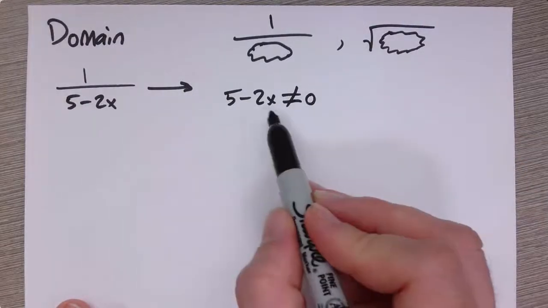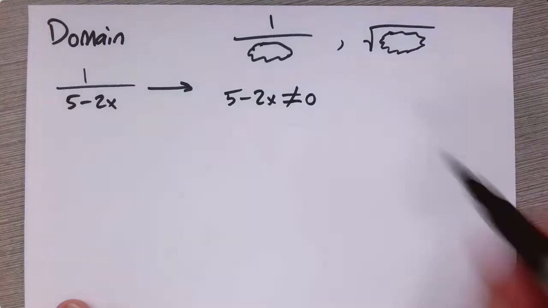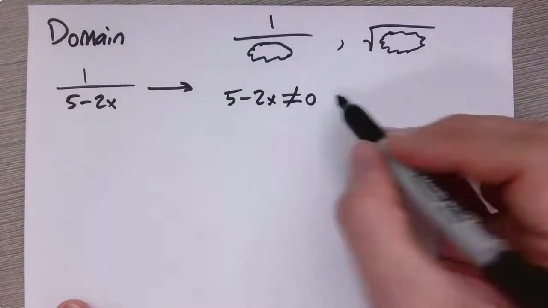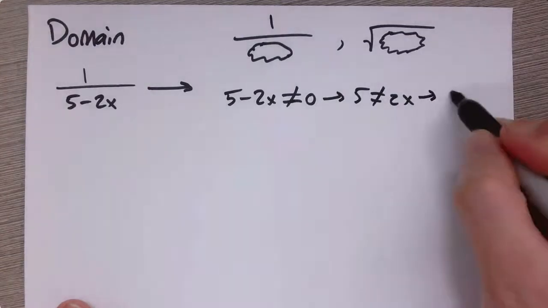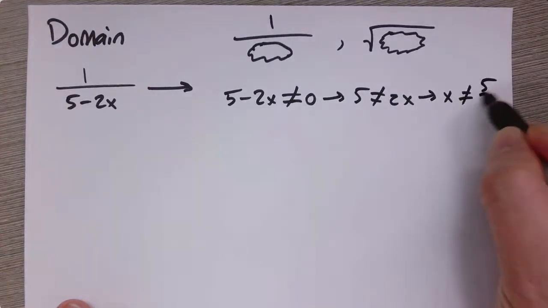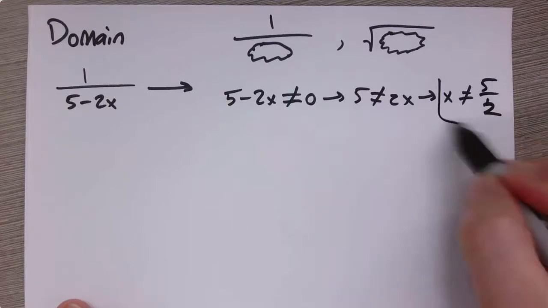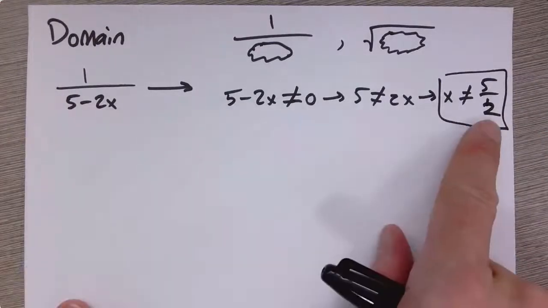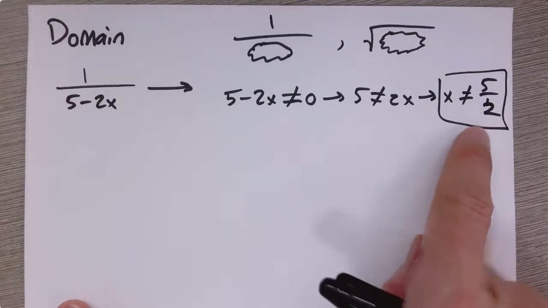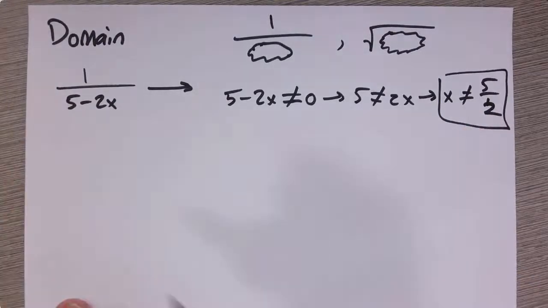Now you can solve for what value of x would make this 0. I'm going to add 2x to both sides, and then I'll divide by 2 on both sides. So x not equal to 5 halves. And that's the domain. It's okay to plug in any number for x as long as it's not 5 halves, because if you plug in 5 halves, that makes the denominator here 0.